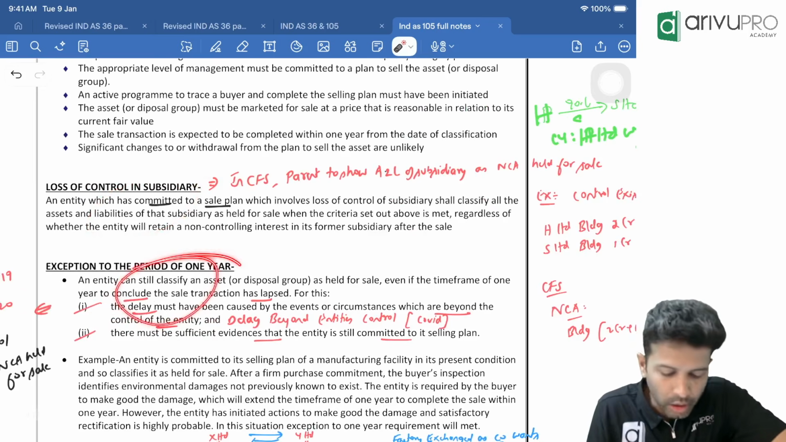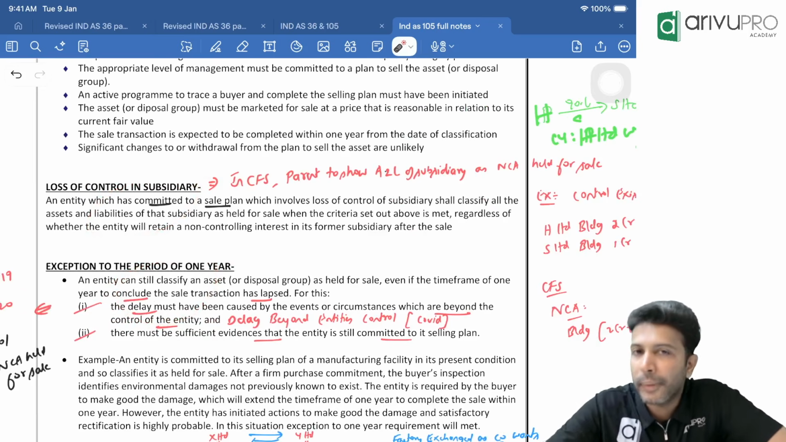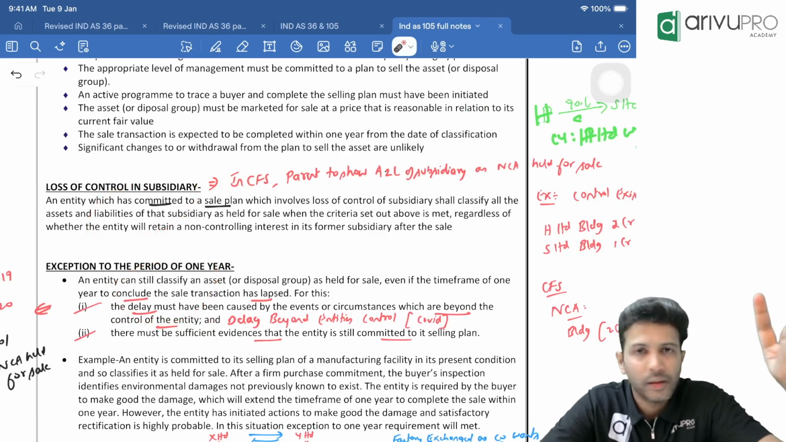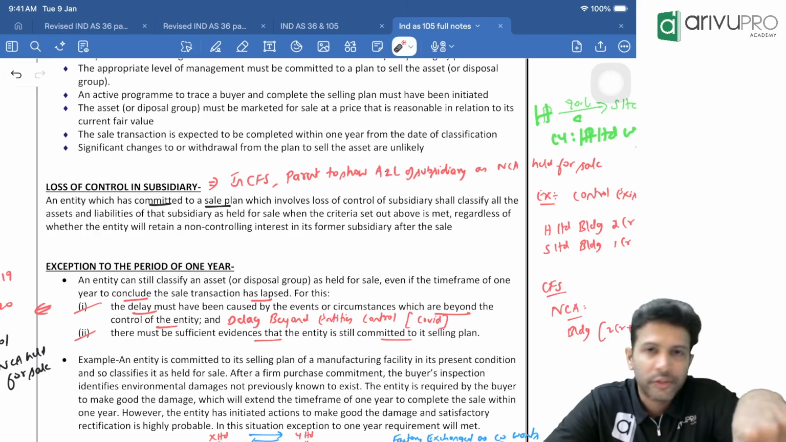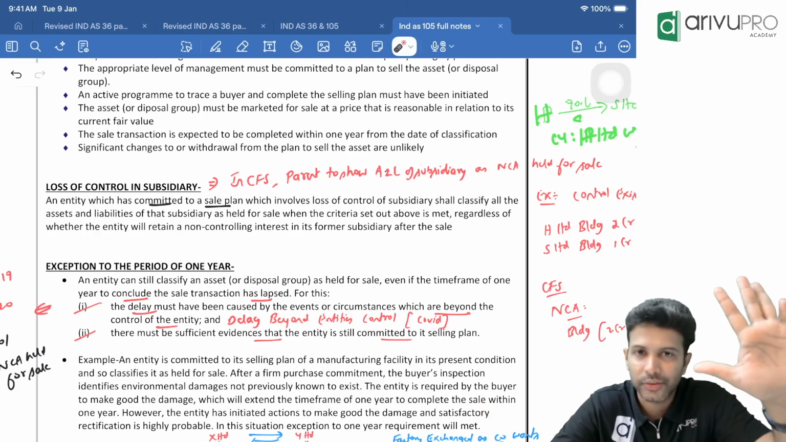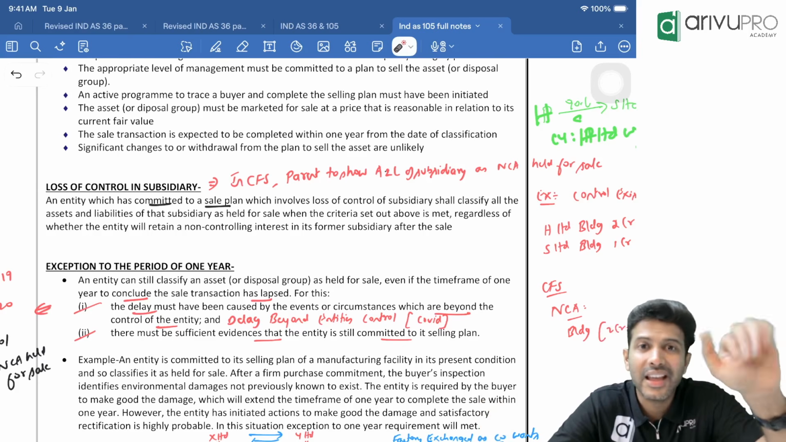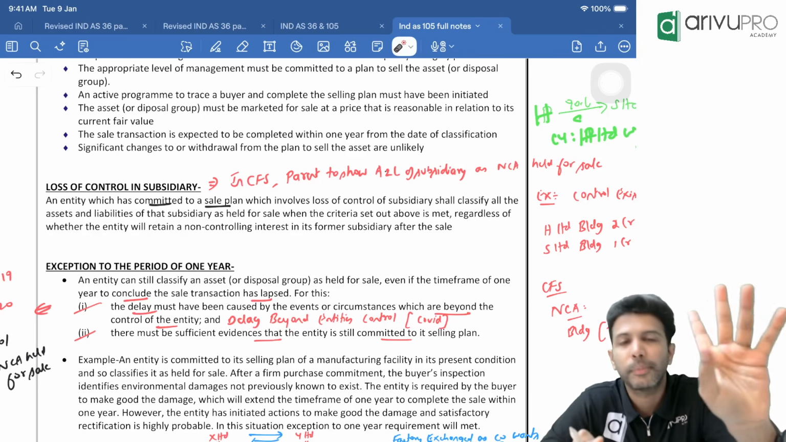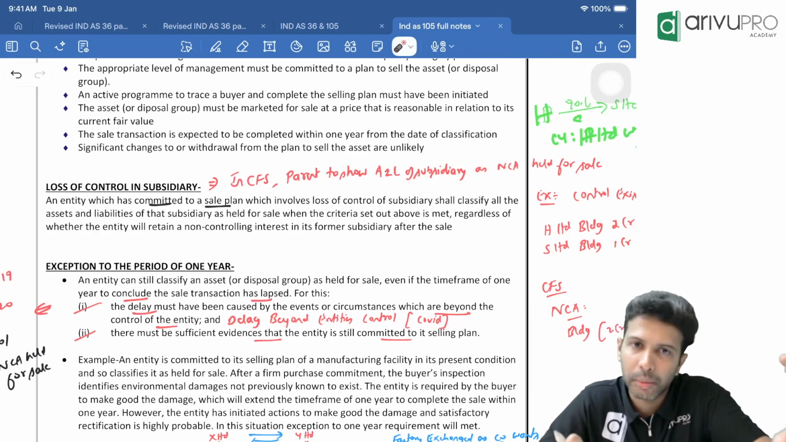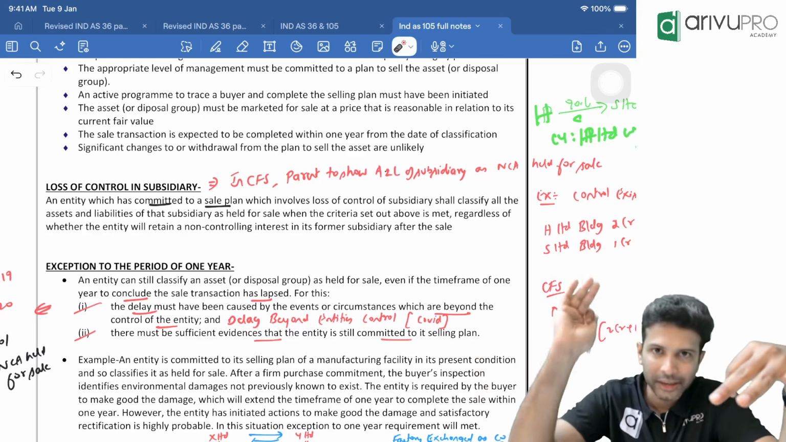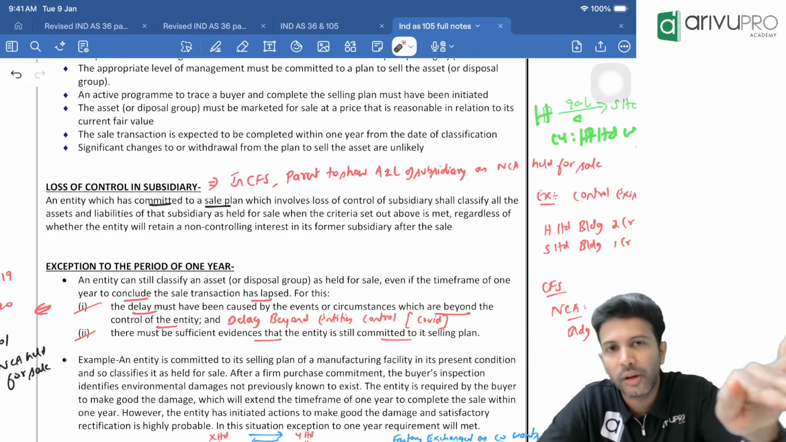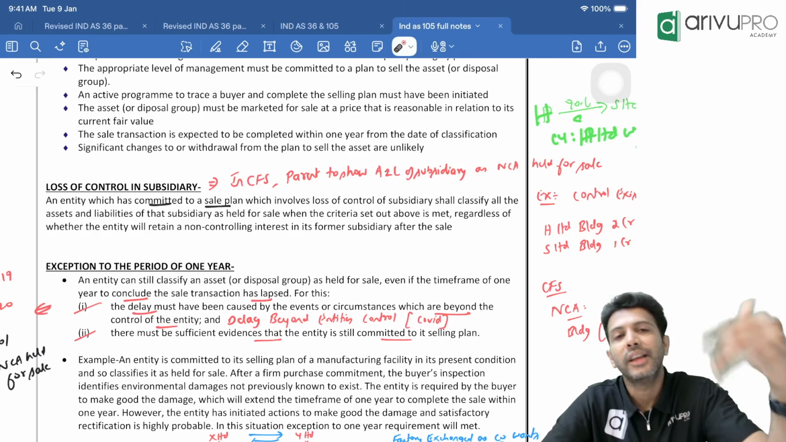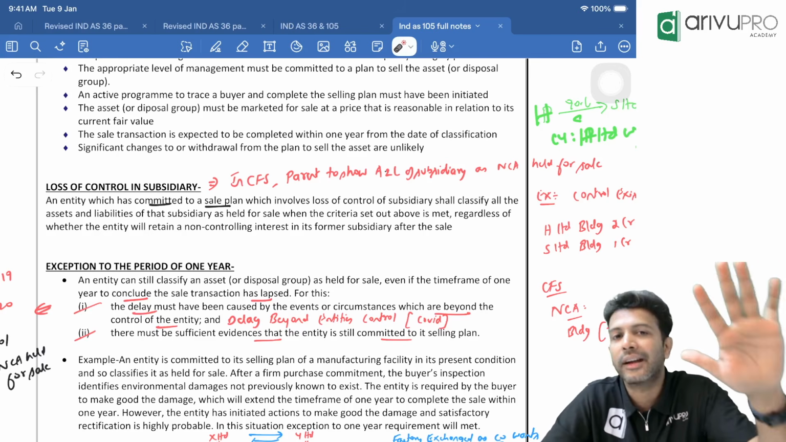Okay, next small concept. Now people, if you remember, for non-current assets held for sale, 7 conditions should be satisfied. What is that? C, P, M, B, A, S, W. C for it should be sellable in present condition. P for sale must be highly probable. M for management is committed to sell. B for active program to find the buyer is launched. A for asset is actively marketed at reasonable price.